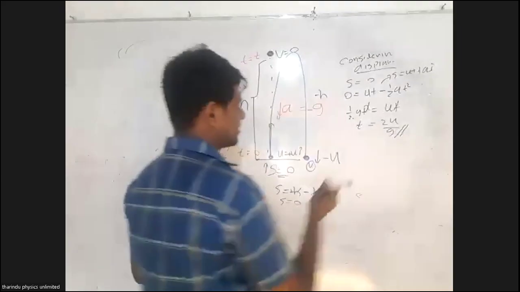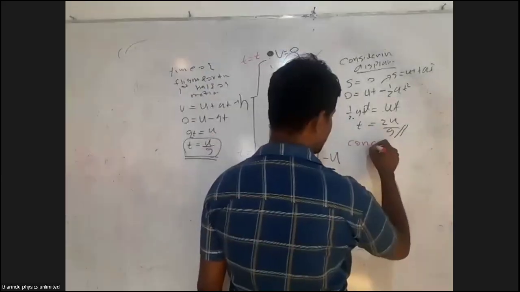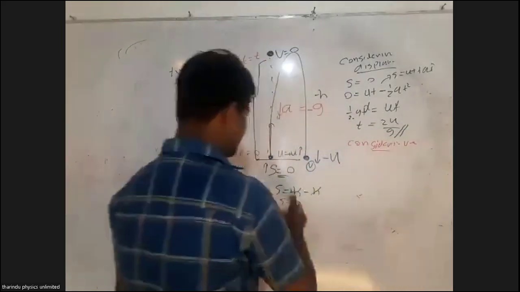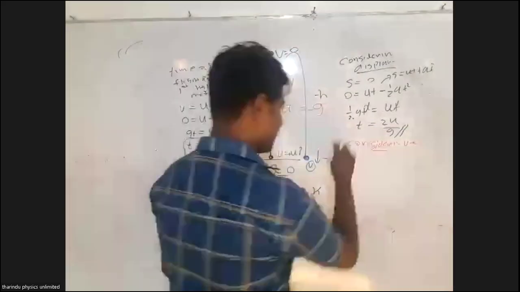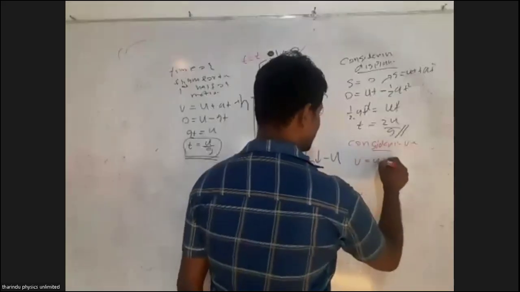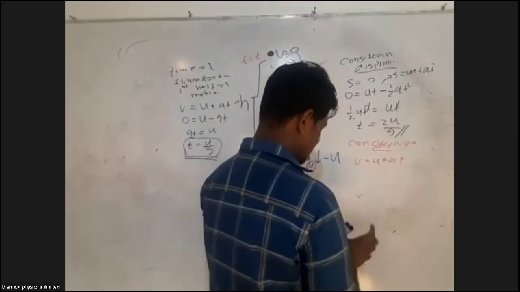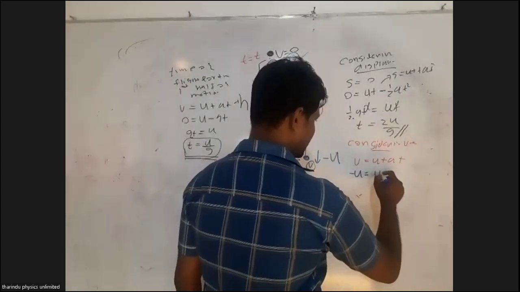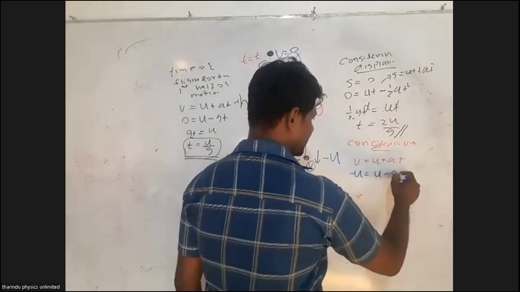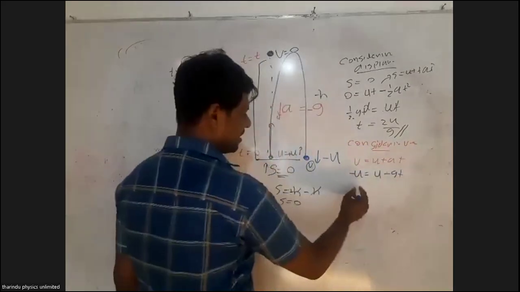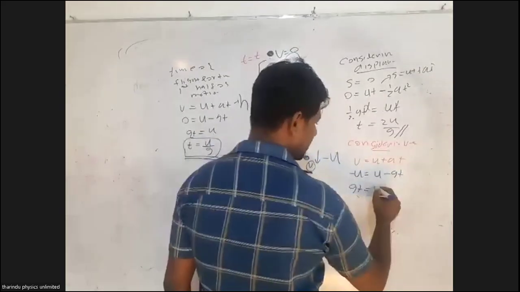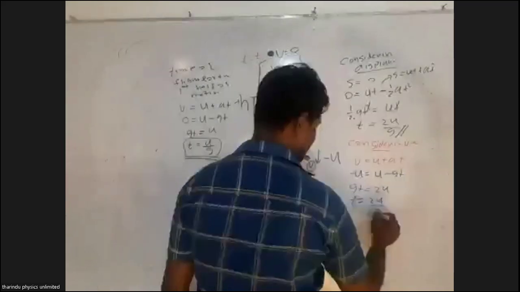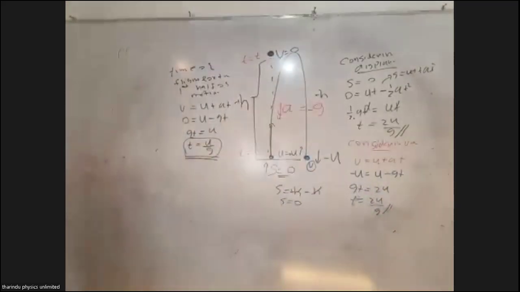Next, considering velocity. We know U is initially U. Final velocity is V. V equals U plus AT is going to be my equation. V is minus U, so minus U equals U minus GT. So GT equals 2U, and T equals 2U over G. Whatever the way you take, you can get the answer.